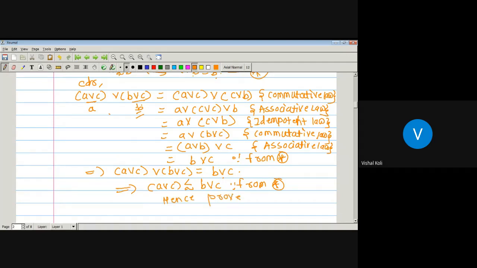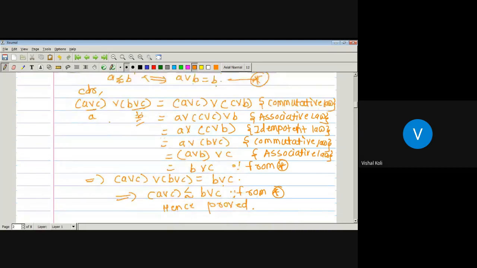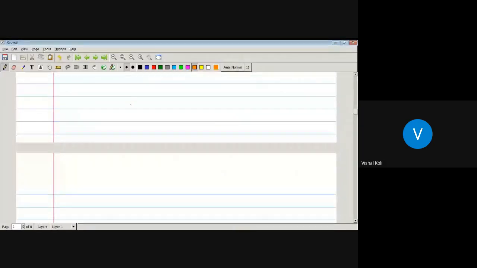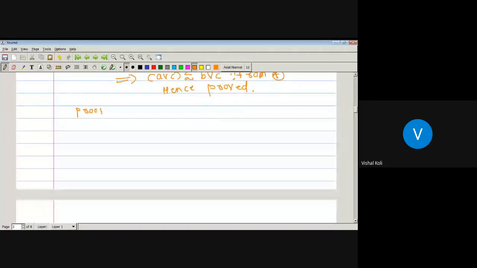So the first property is proved here, which is for the join operation. Now similarly we can write it for the meet operation also. We just have to consider meet instead of join, then we will get the same result. Property 2 is similar to this one.